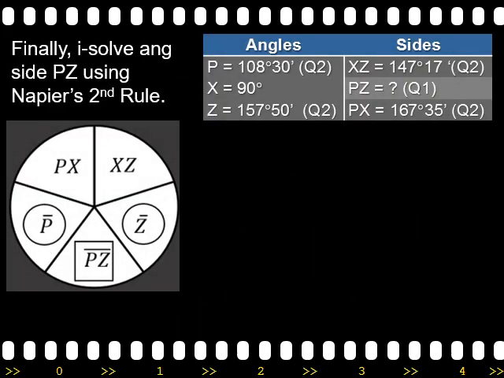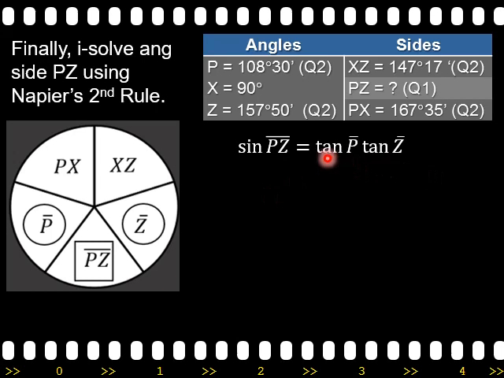And then finally, pwede nating masolve ang PZ using Napier's second rule. Using that, yung mga na-solve natin, ilagay na natin dito. So, sin PZ bar is equal to tangent P, tangent Z. Okay, so lahat sila may bar. So, kailangan natin sila lahat paguhin.